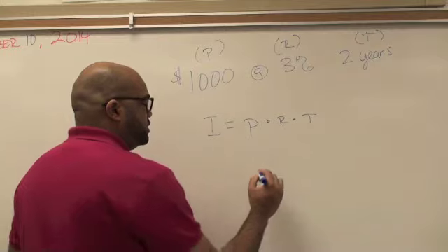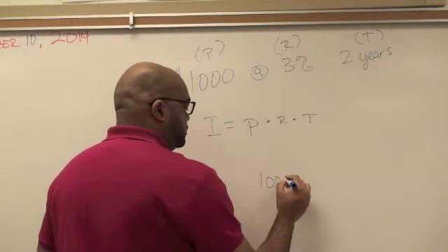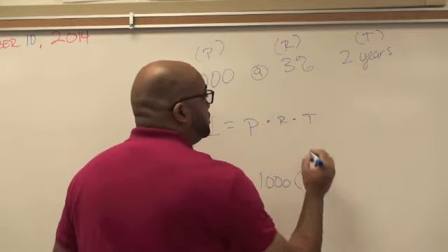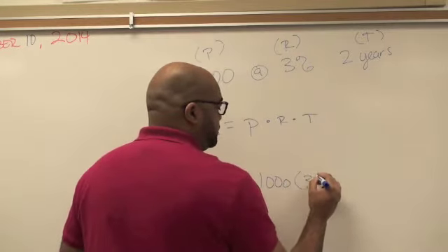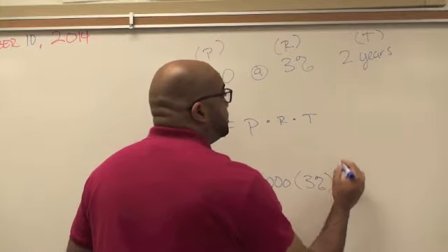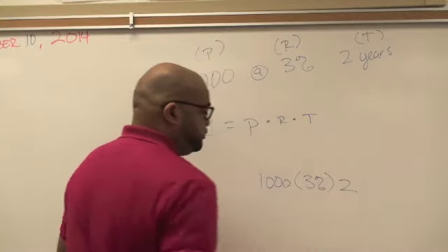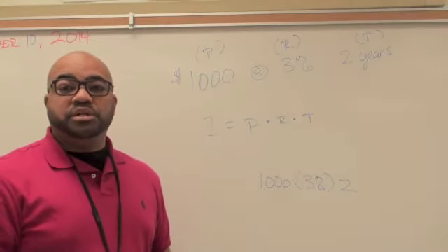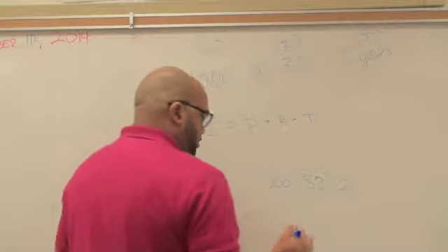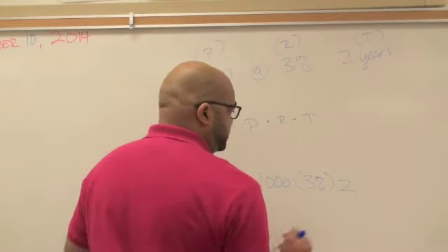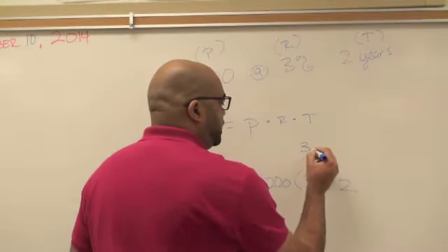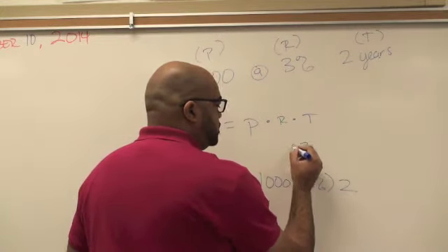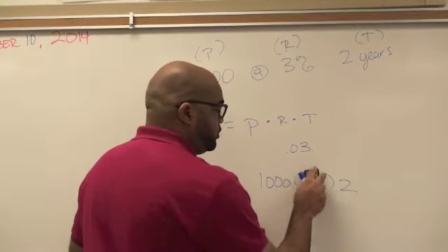So we can multiply that. Let's multiply 1,000 times my rate, which is 3%, times 2 years. Now, in order to multiply it by a percentage, we have to change it to decimal form. So what we're going to do is take our 3% and take our decimal point, move it over 2 spots, 1, 2, and 0.03 is going to replace our 3%.